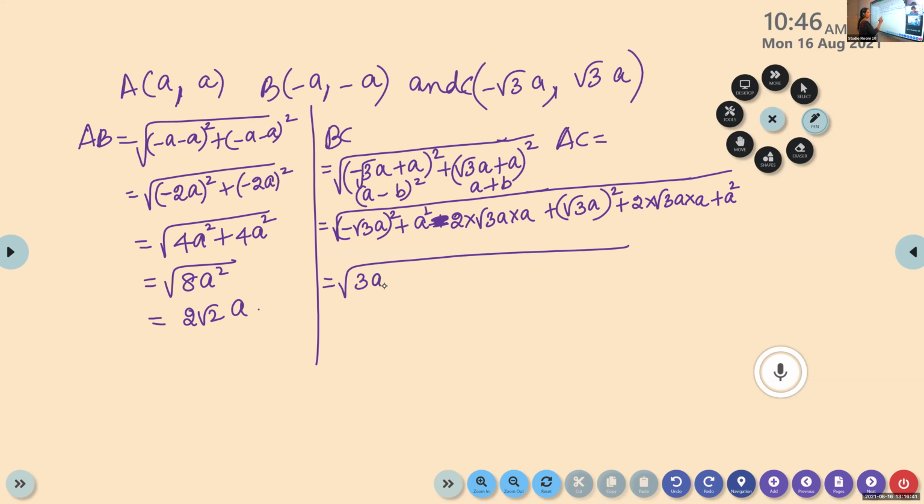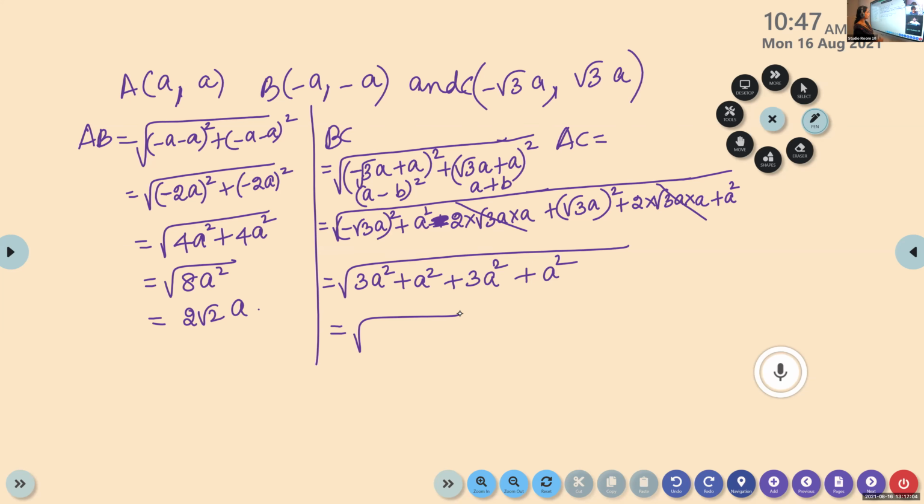So this is the same as root of minus root 3a the whole square. So it will become 3a square plus a square. Here, minus 2 root 3a into a and plus root 3a into a will get cancelled. So we'll get again plus 3a square plus a square. So everything is in terms of a square: 3 times a square plus 3 times a square plus a square.